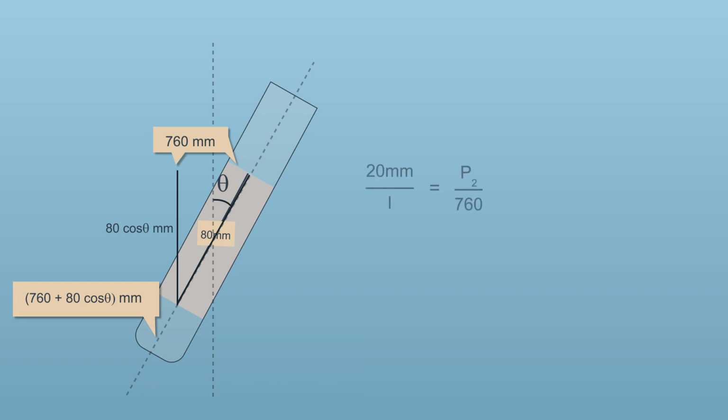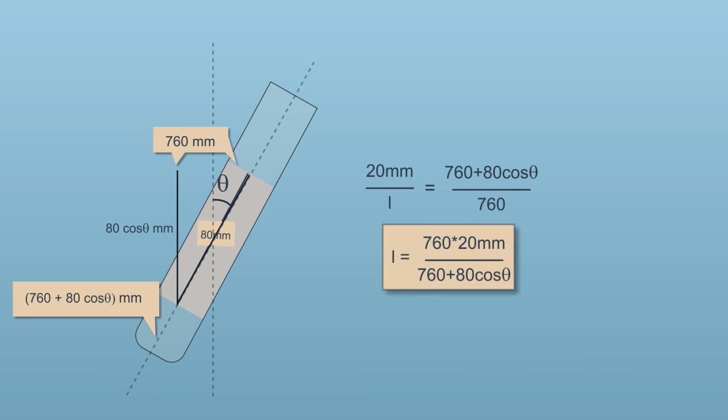Finally, we will apply the expression derived from the ideal gas equation, and we get this. From this we get L is equal to 60 divided by 760 plus 80 cos theta. Its value will be less than 20 mm for theta between 0 to 90 degrees and will be more than 20 mm for theta between 90 and 180 degrees. Try to take few example angles and see it yourself.